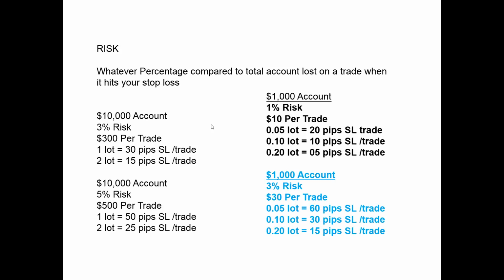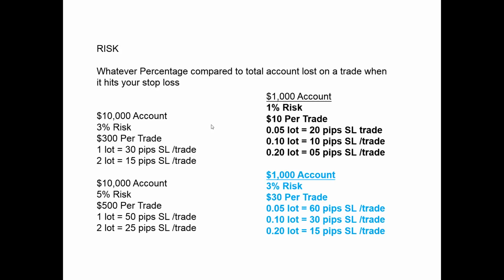Okay, and now going to a little bit smaller accounts, a $1,000 account. If you do 1% risk, that's $10, right? 1% of $1,000 is $10. If you risk $10 per trade, with a 0.05 lot, you're going to be able to have a 20 pip stop loss. If you do a mini lot, 0.10, you're only going to be able to have a 10 pip stop loss. That's 1% risk, guys.